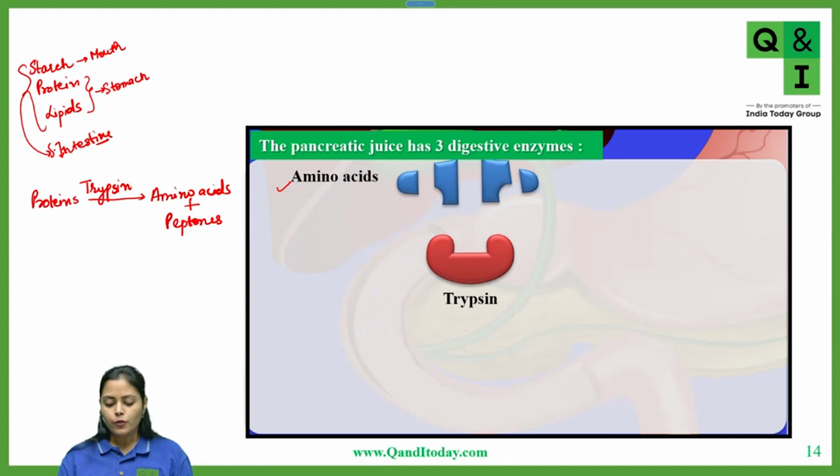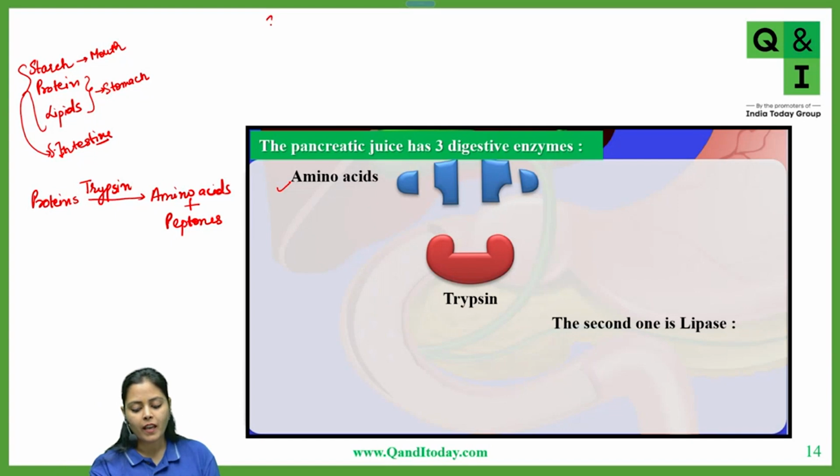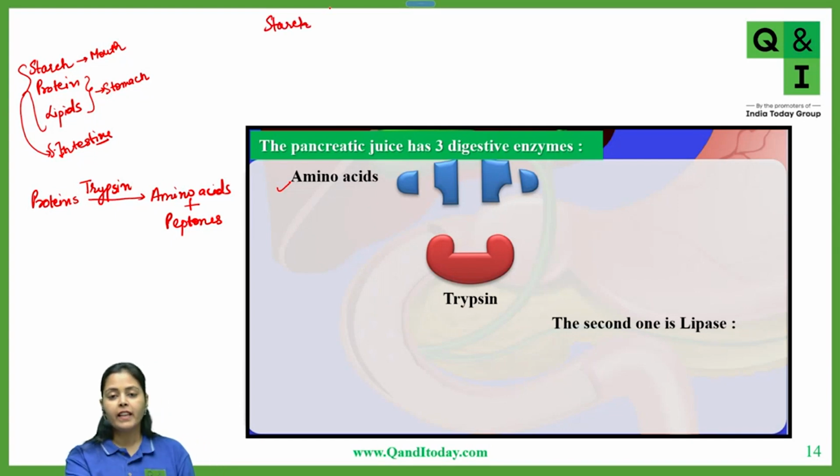Okay. Now, trypsin is digesting proteins into amino acids and peptones, but finally these peptones also need to be broken down. Next, the second one would be lipase. Now, see, whenever the digestion of starch comes, always write the enzyme amylase. If it is present in saliva, you will write salivary amylase. If it is present in the secretions of the pancreas, you will write it as pancreatic amylase.